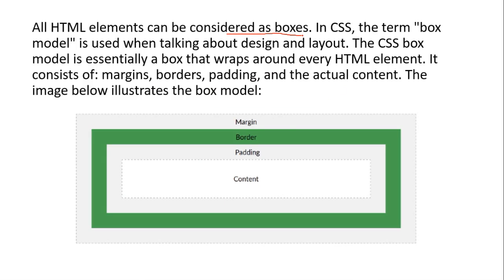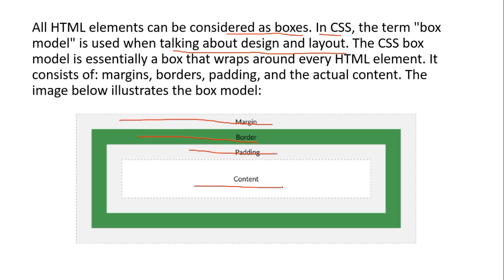In CSS, the term box model is used when talking about design and layout. The CSS box model is essentially a box that wraps around every HTML element. It consists of margins, borders, paddings, and then the actual contents. The image below illustrates the box model. This is how the concept of a box model actually works. The box model is a combination of all of these margins, borders, paddings, and the actual contents you want to display to the user. The top is the margin, after that we have border, padding, and then the contents.